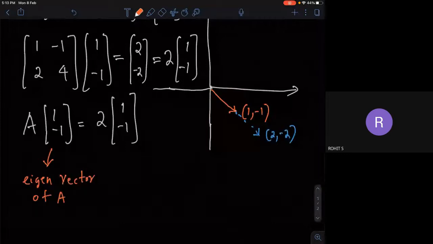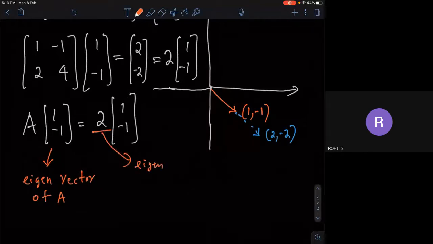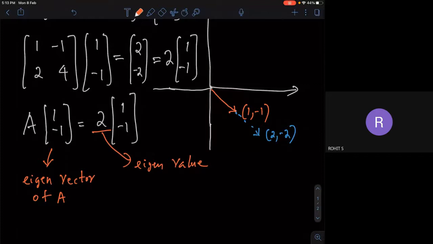Okay. And this magnitude, this value is called the eigenvalue. So this eigenvalue corresponds to this eigenvector, and this eigenvector corresponds to this eigenvalue. It's clear. Okay.